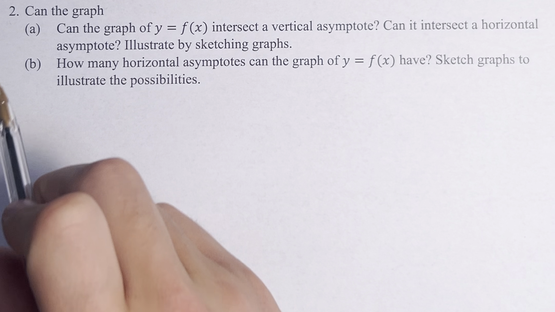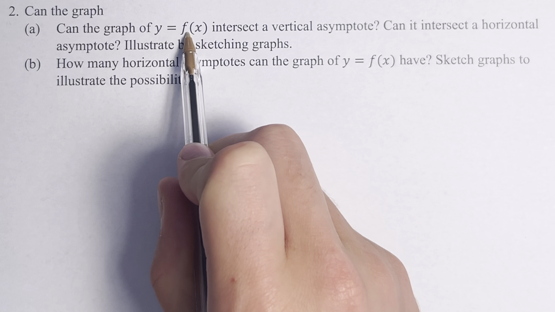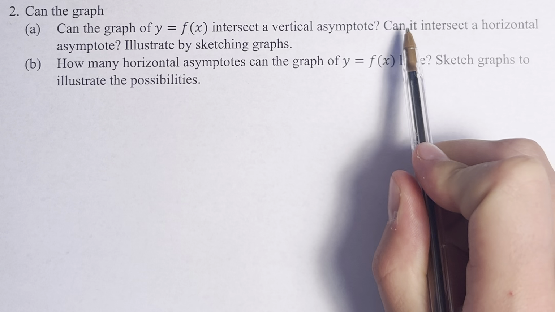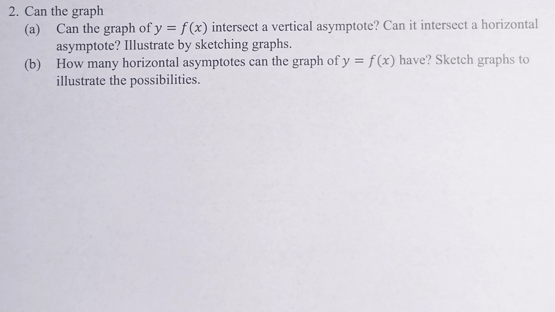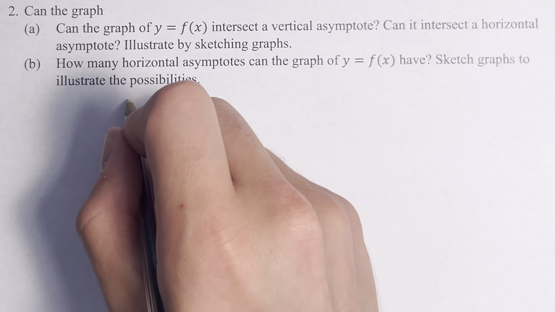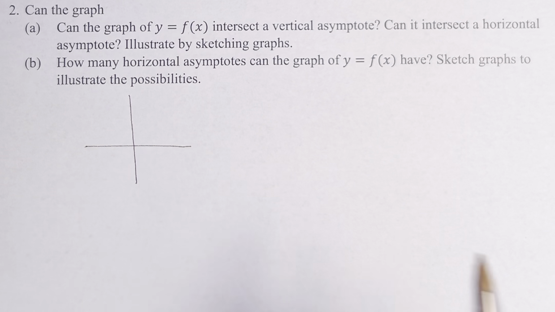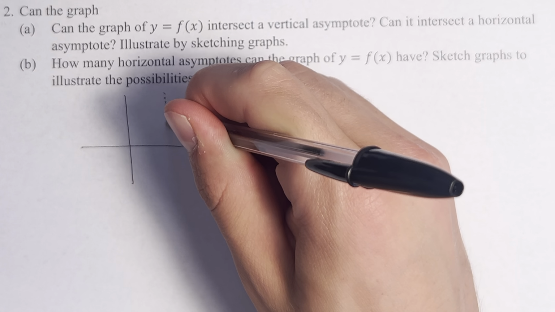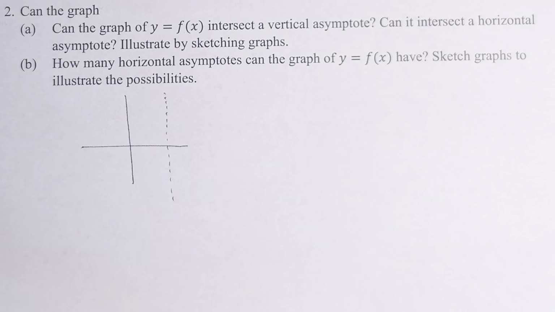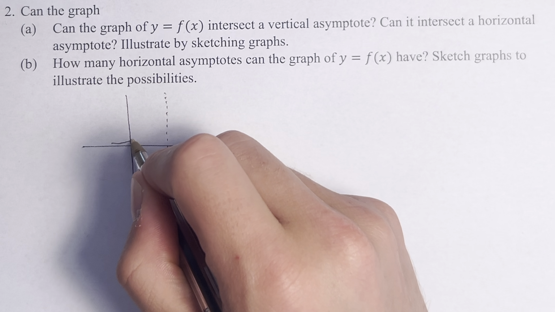In this problem we're asked, can the graph of y equals f of x intersect a vertical asymptote, and can it intersect a horizontal asymptote? And we're asked to show this through the illustration of graphs. So first, for a vertical asymptote, it is a vertical line that a function approaches.